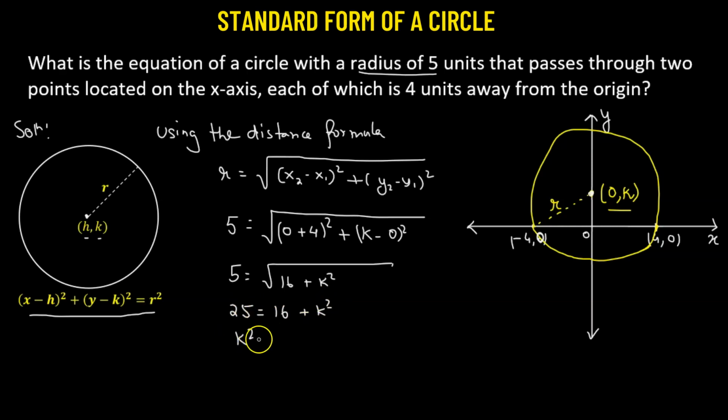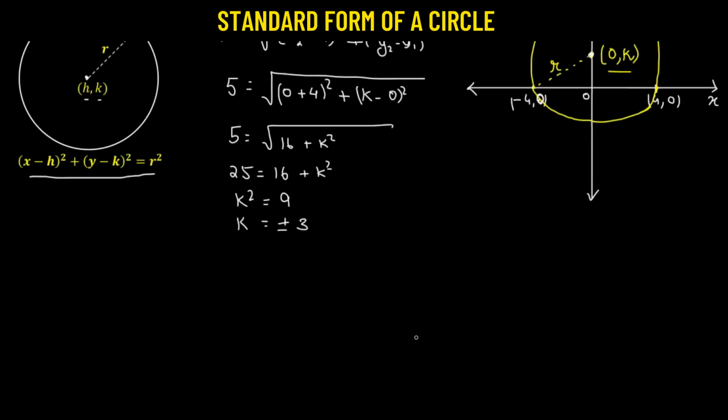So solving for k squared, we get k squared equals 9, and we'll take the square root on both sides, and that's going to give us two values. k will be plus or minus 3. So that means we are getting two values of k, which tells us that the center, which has the coordinate 0, k, corresponds to either 0, +3 or 0, -3.